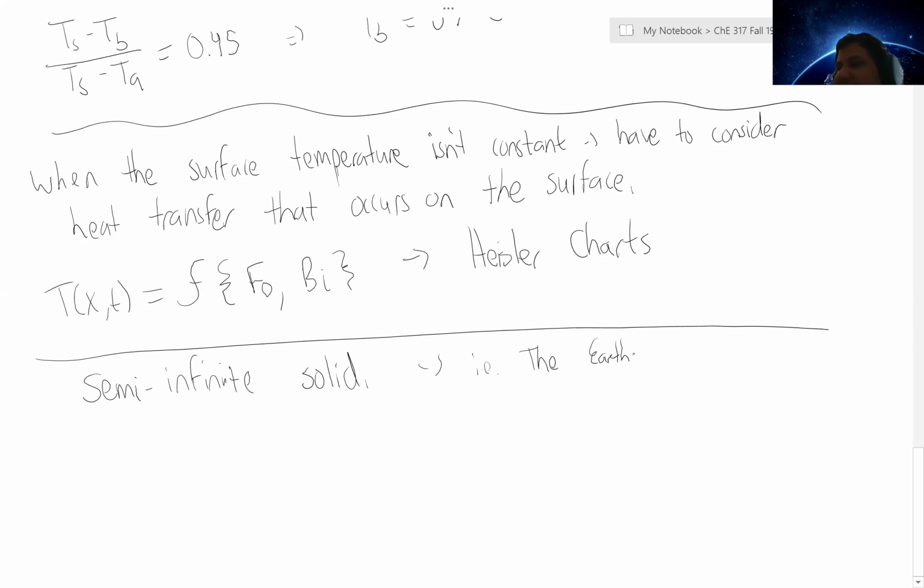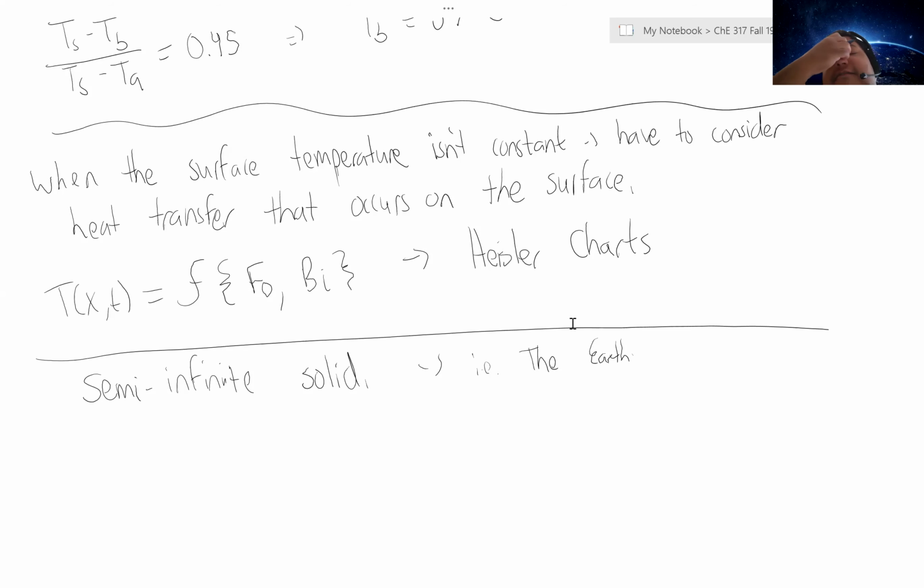Primarily because when we're looking at temperature fluctuations that occur on the surface and within the Earth, we can consider it a semi-infinite solid, and such that what we often consider is what's known as the penetration depth that may occur in a heat transfer situation.